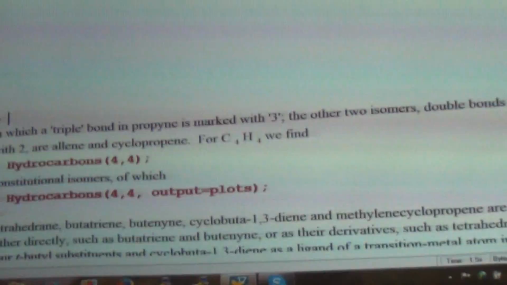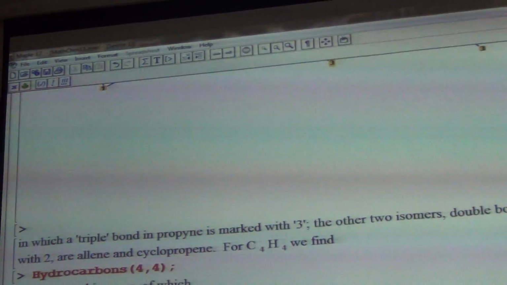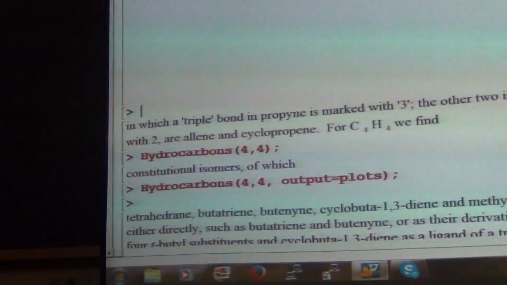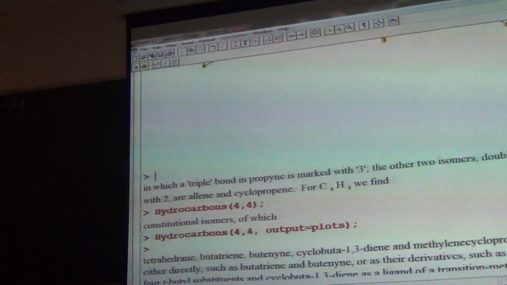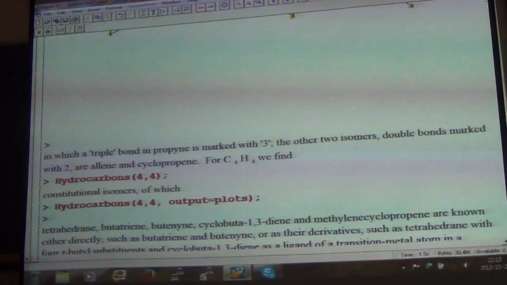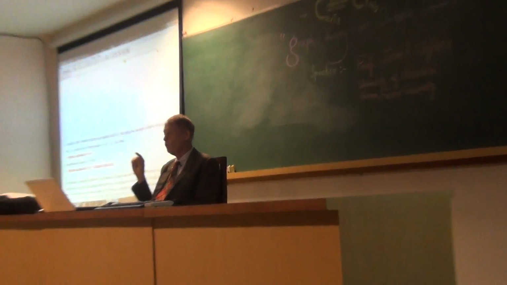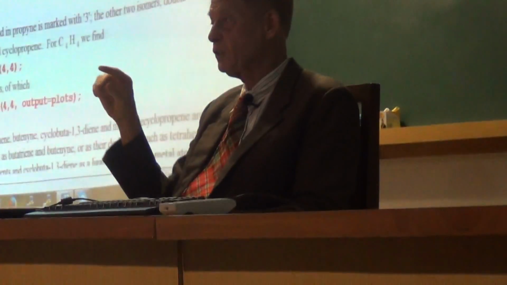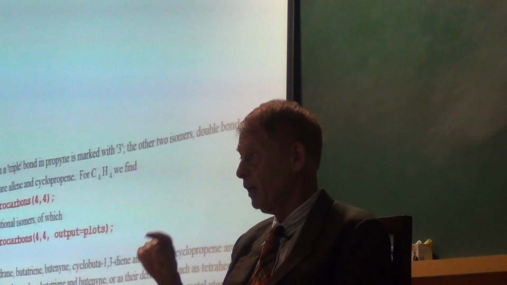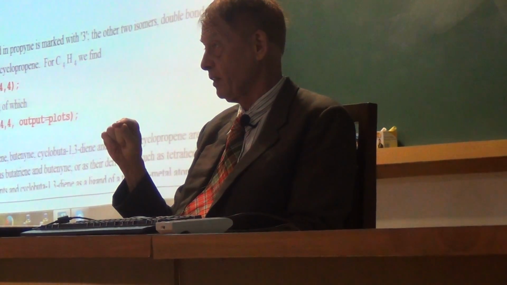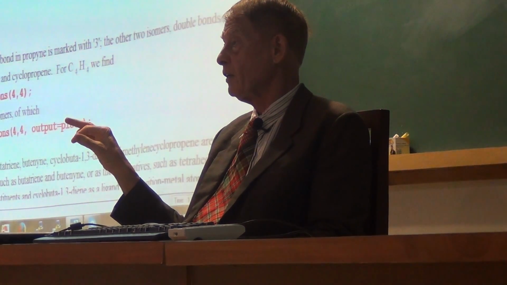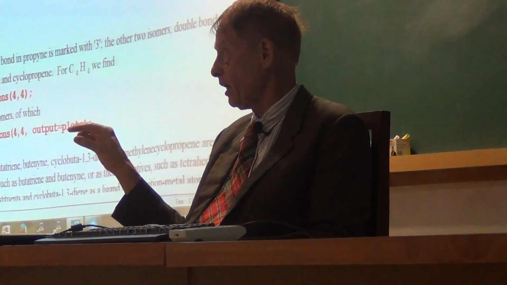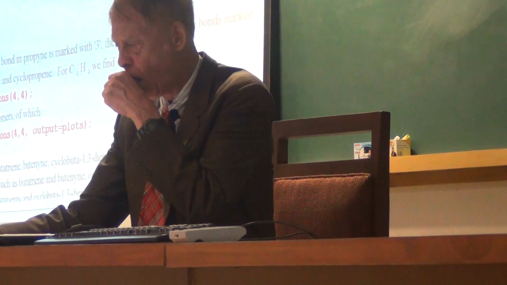Now, how is Maple finding it? It's using permutations. It's calculating the permutations given that each carbon has 4 valences, and 1, 2, 3, or 4 of those can be connections to other vertices. So if there is 1 connection to another vertex, then we assume that there are 3 hydrogens attached to that carbon.